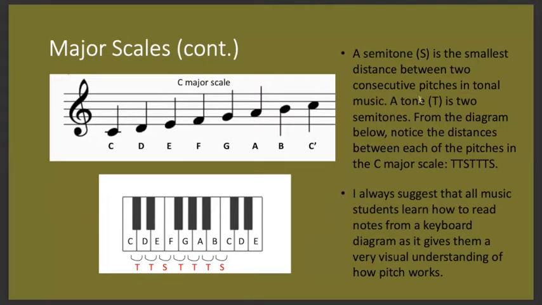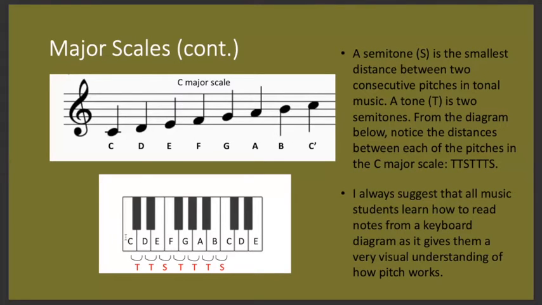Now a tone, which I will abbreviate with the letter T, is two semitones. So from the diagram below, notice the distances between each of the pitches in the C major scale as being tone, tone, semitone, tone, tone, tone, semitone.